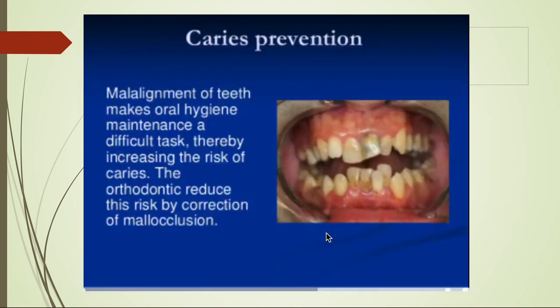Caries prevention. A malaligned tooth makes oral hygiene maintenance improper or difficult, thereby increasing the caries risk. Orthodontics reduces the risk by correction of malocclusion.